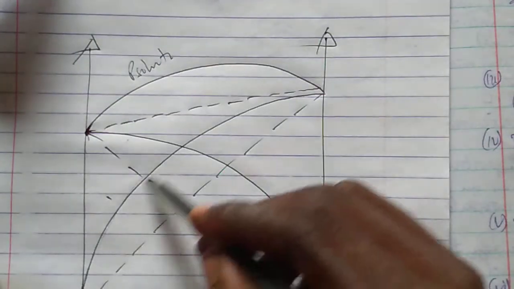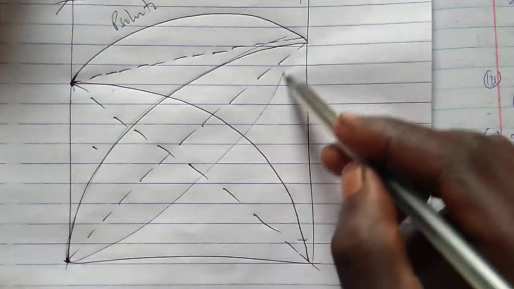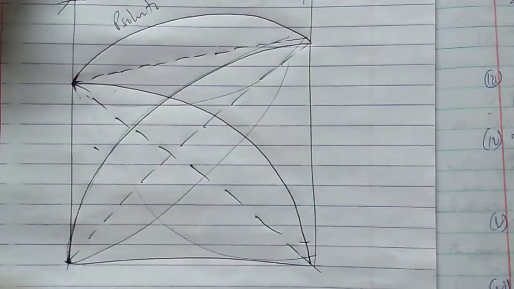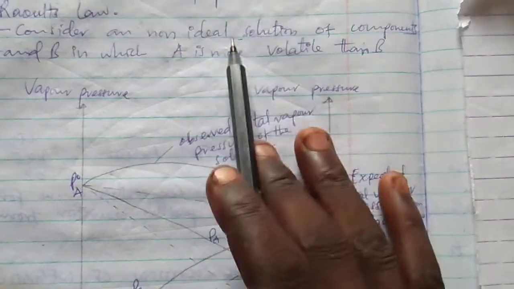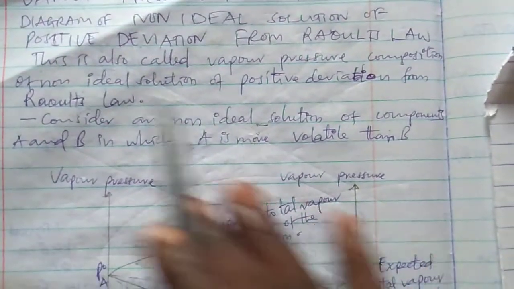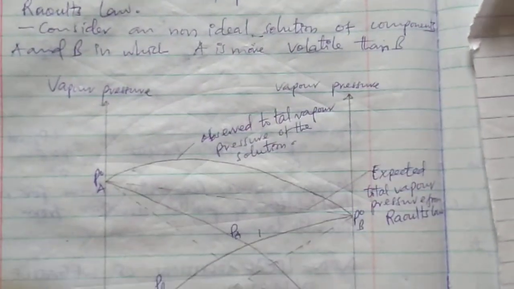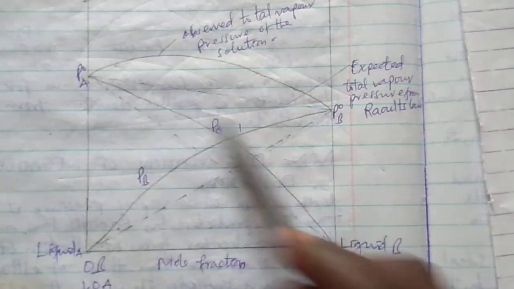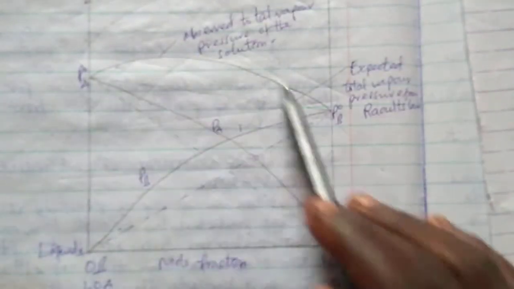Lakini ndio positive deviation. Kwenye negative deviation tunaenda kuona hii grafu inakaa kwa chini hivi. Na hii inakaa kwa chini na hii inakaa kwa chini kwenye negative deviation. So hivyo ndivyo ambavyo deviation huwa inakuwa. Na unaweza kuona kwamba this diagram is also called vapor pressure composition of non-ideal solution. Now consider solution ambayo ni ideal, manake solution ideal line inakuwa inapita pale. Lakini kwenye non-ideal tunaona mstari unapita juu.